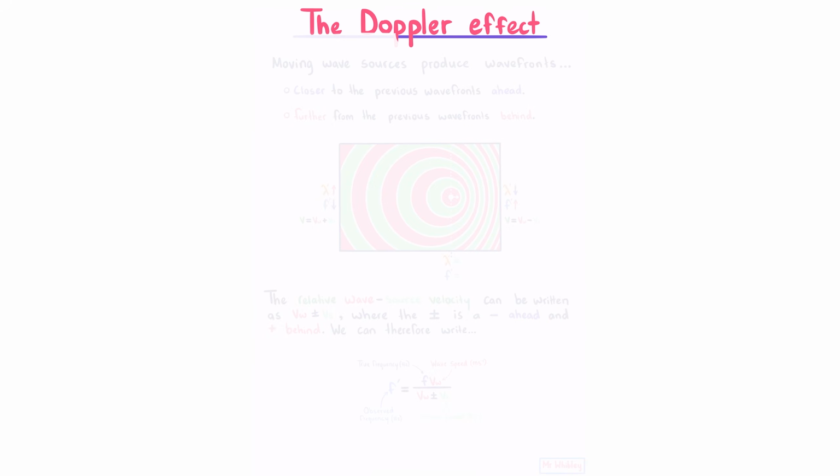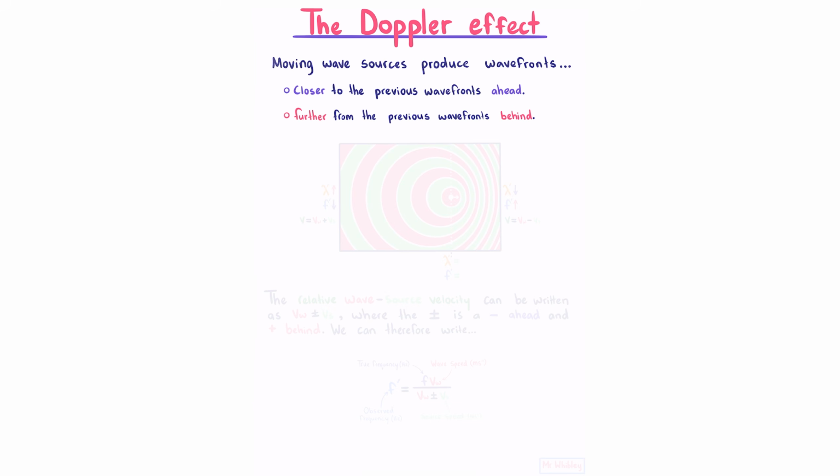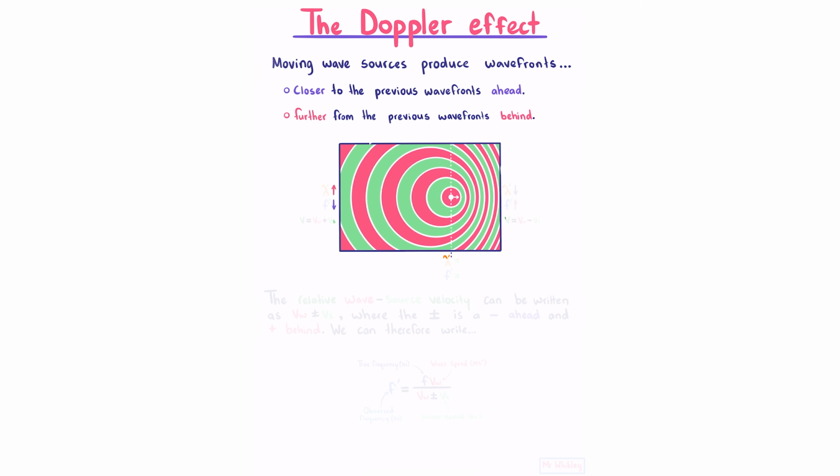The Doppler effect. Moving wave sources produce wavefronts that are closer to the previous wavefront ahead and further from the previous wavefronts behind. So if we have our moving source producing wavefronts, ahead of our source we have a decreased wavelength, where we use lambda prime to distinguish it from the natural wavelength unaffected by the Doppler effect. So essentially it is the observed wavelength.